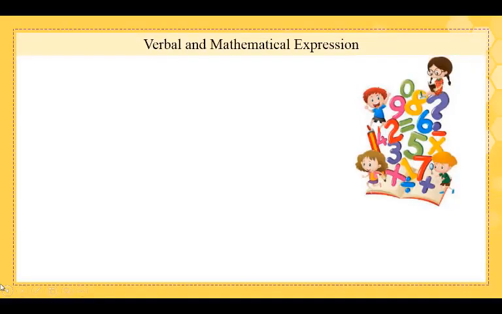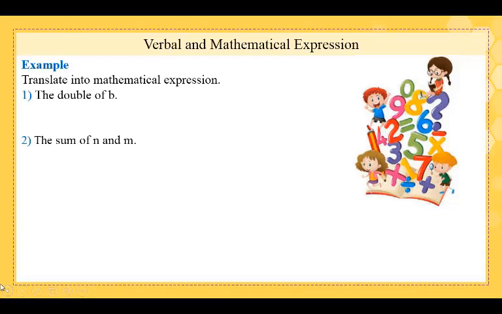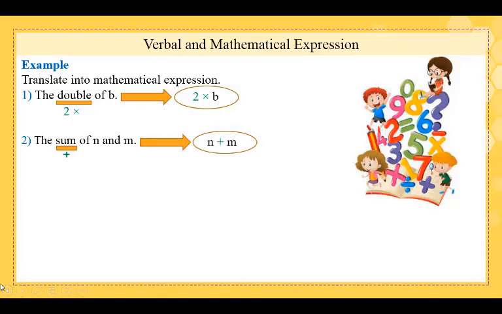My lovely students, now it's time to apply how to translate into mathematical expression. We have 2 examples. The first example, the double of b. Double means 2 times, so the answer is 2 times b. The second example, the sum of n and m. Sum is the answer of addition operation, so the answer is n plus m.